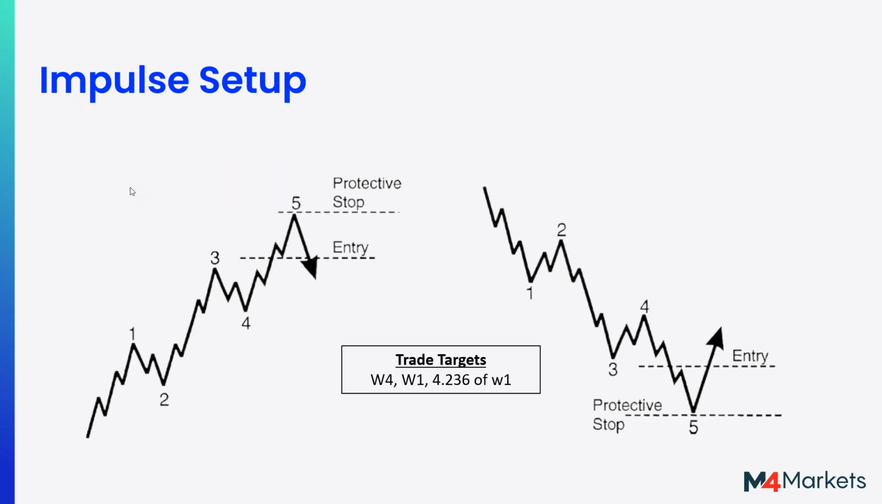Impulse setup: 1, 2, 3, 4, and 5, with the stop at or above the previous wave 5. The entry, and this is just one of the interpretations, right? If you see here, we have 1, 2, 3, 4, and 5. In wave 5, you have 5 waves. The wave 4 in 5 is the typical entry. Targets: wave 4, wave 1, and then 4, 2, 3, 6 of wave 1. And wave 1 is the first one that we're going to see coming on the way down. Some use Fibonacci targets as well, fine with me.